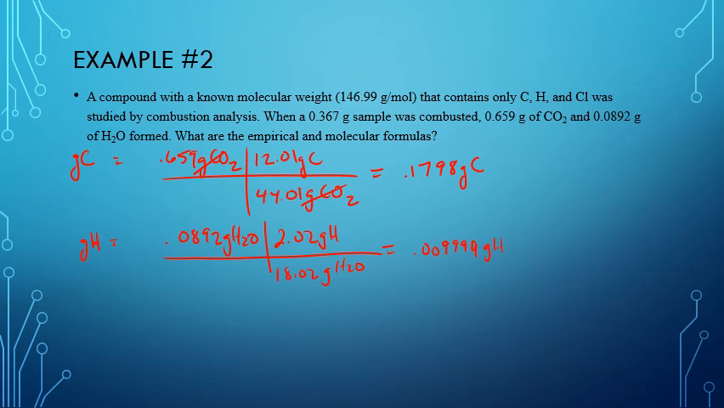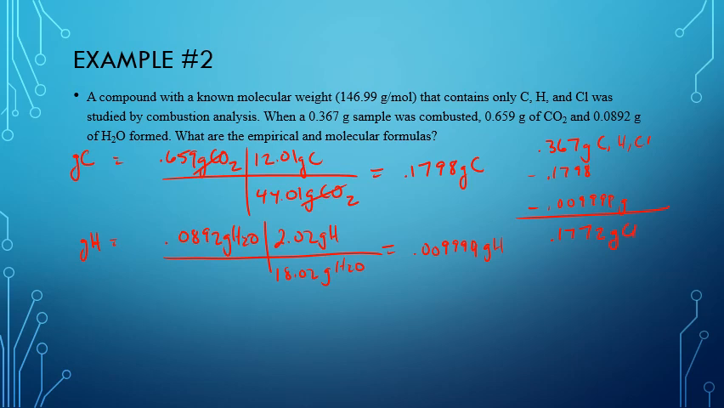So to solve for my grams of chlorine, I'm going to take the 0.367 grams of the CHCl compound, and then I'm going to subtract the 0.1798 and the 0.009999 for my grams. And when we do that, we end up with 0.1772 for our grams of chlorine. So I now have my starting masses.